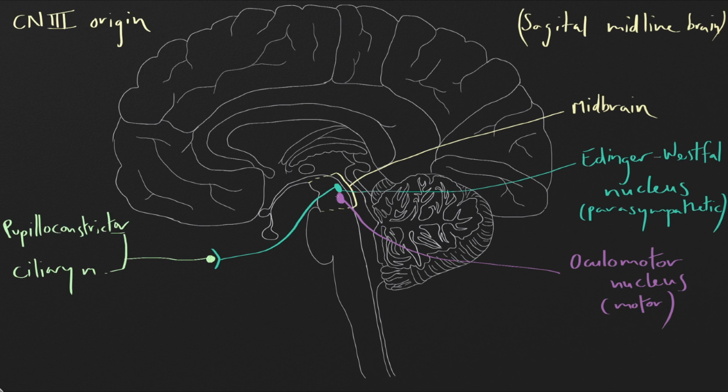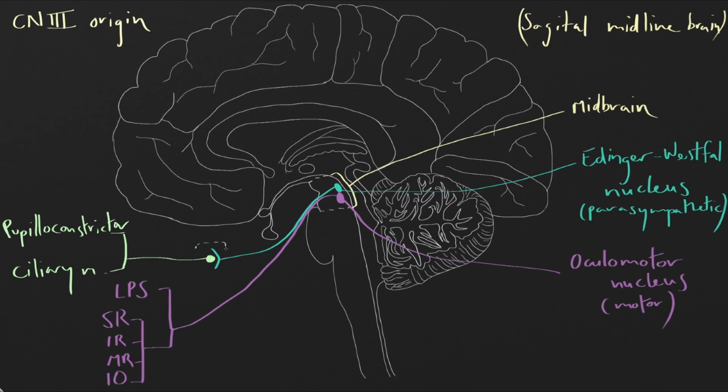The fibers coming from the oculomotor nucleus, so our GSE fibers, directly innervate from nucleus to muscle. That includes levator palpebrae superioris, superior rectus, inferior rectus, medial rectus, and inferior oblique. Just take a moment to label the ciliary ganglion.